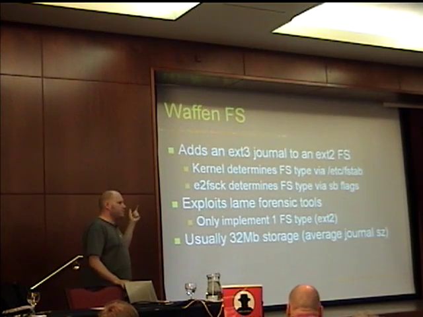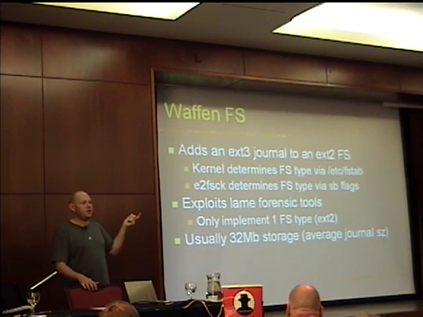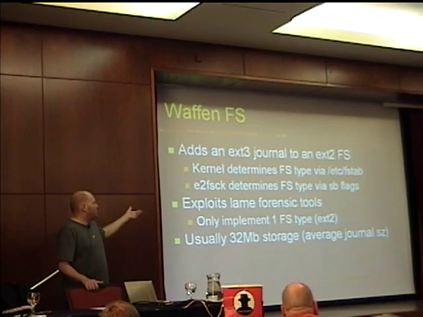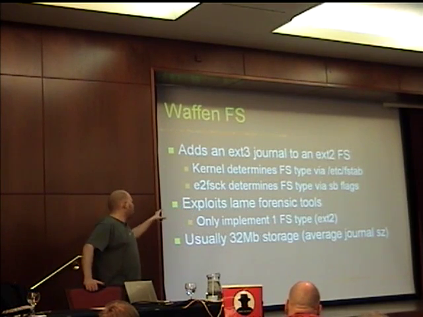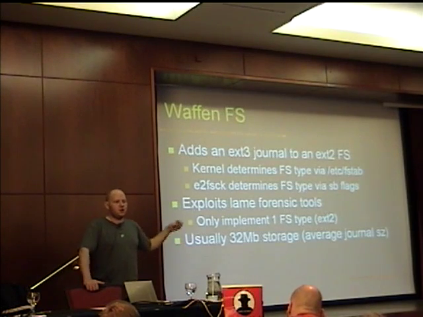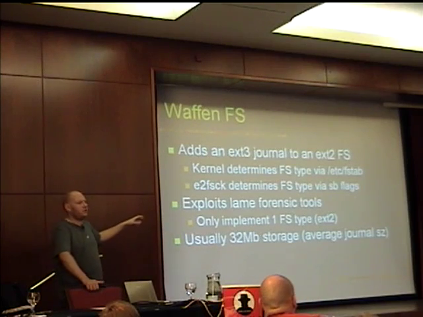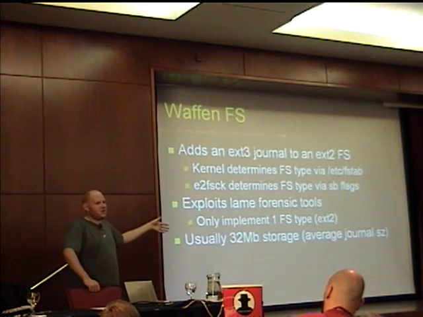Now, when the kernel is mounting a file system, it relies on information from /etc/fstab. /etc/fstab is obviously an application layer. It's pretty high up. But when something like fsck or a forensics tool is examining the file system, it has to rely on information provided in the file system header. So in the superblock, we can say this is an EXT3 file system. We can create a journal file, and then we'll find that the kernel is still mounted as EXT2.